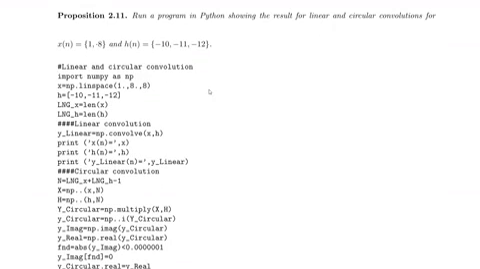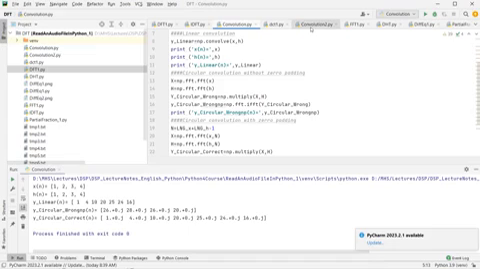Now, run a program in Python showing the result for linear and circular convolutions for other sequences. It's not necessary to have both signals be the same. Here x of n is 1 and 0.8, and h of n is 1 up to 8 and minus 10, minus 11, minus 12. Okay, convolution 2.